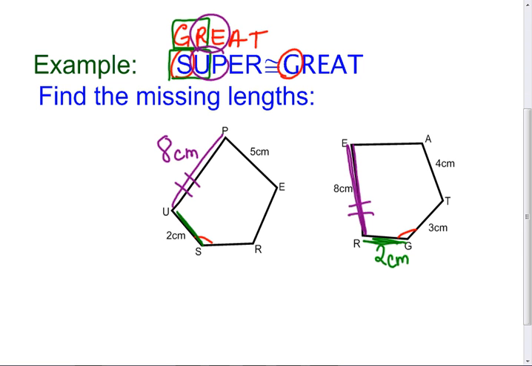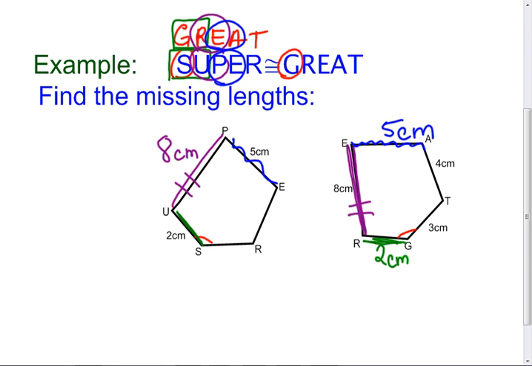And once you start seeing some patterns here, I don't have to do that correspondence. I can... What color would I use? Okay, I wanted to get PE, that's this one right here, matches up with which one? EA. So PE, so this is 5 centimeters.